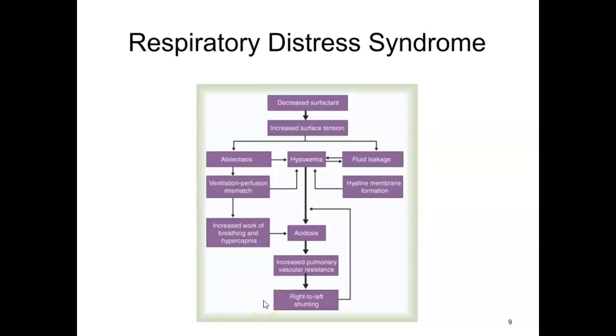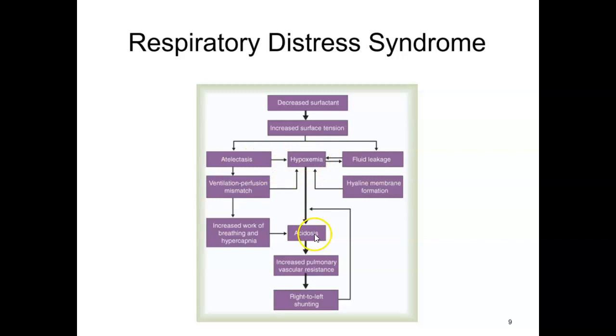Okay, so this is a nice flow chart that your book put together that shows you, in an algorithm form, what the process is. So we start with that decrease of surfactant production due to prematurity. That's going to increase our surface tension. That's going to cause atelectasis and fluid leakage, so pulmonary edema, which both lead to hypoxemia.